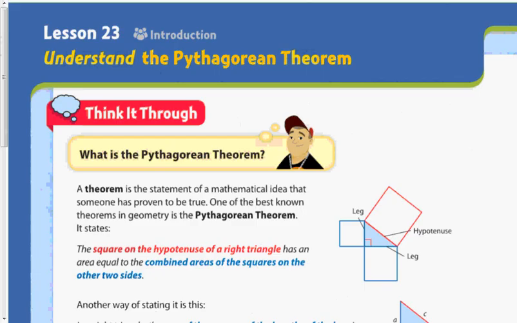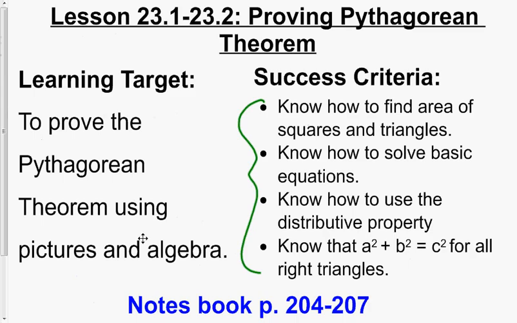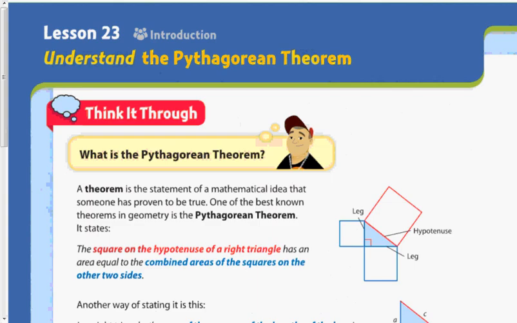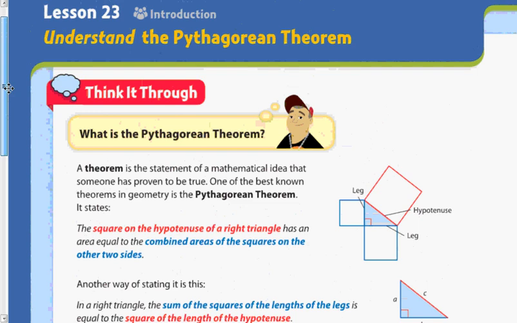So, if you look in your notes page or notes book, by the way, we're going to combine two sections. So we're going to go from page 204 to 207. Start at page 204. What is the Pythagorean theorem?